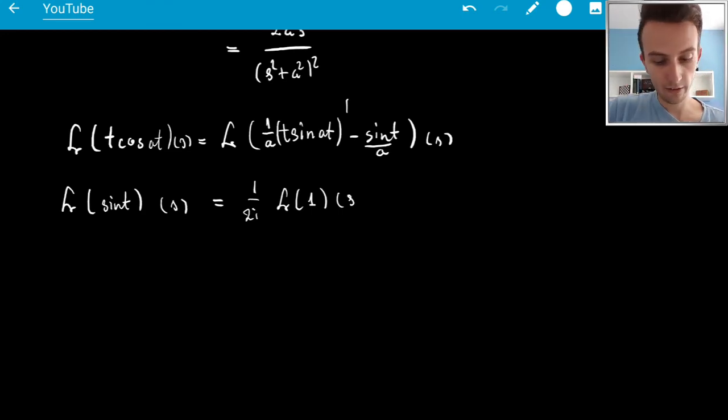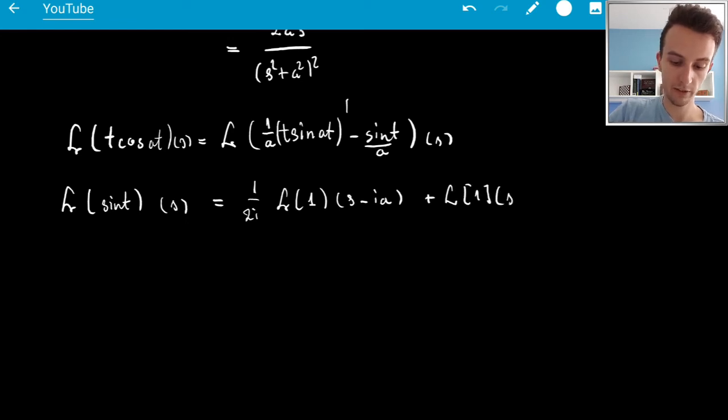Okay, let's just find the Laplace transform of sine t. So that would be the Laplace transform of 1 at s minus ia, plus the Laplace transform of 1 at s plus ia.